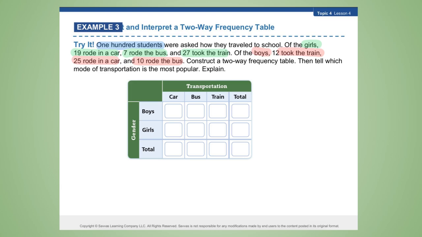All right, now you're going to notice they already have our transportation as a label. They already have our gender as a label. All you have to do is fill in your two-way frequency table and then tell which mode of transportation is the most popular and explain. So I want you to pause me, fill this in, and when you are ready for checking, come on back.